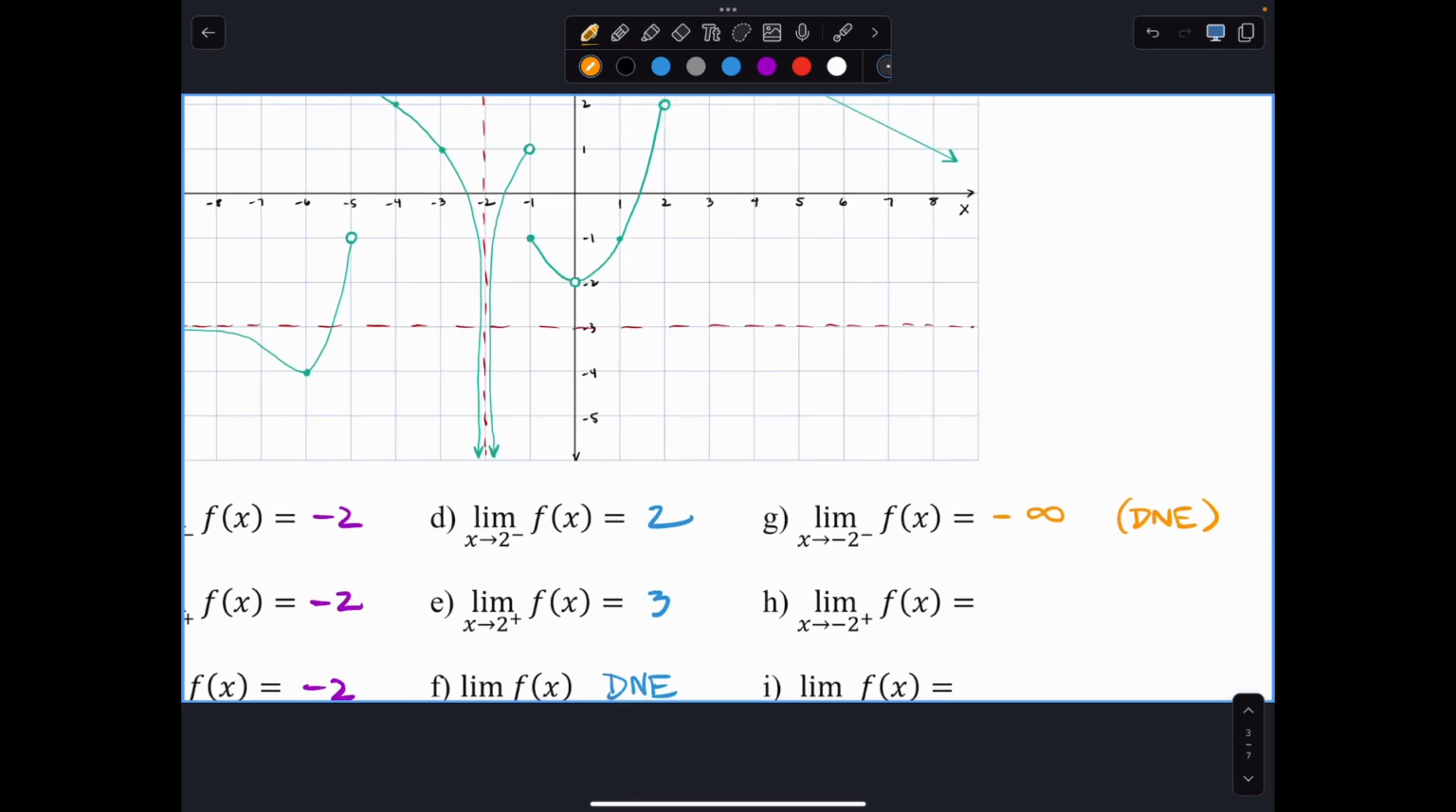Now, as x approaches negative 2 from the right-hand side, the function looks like it's trending towards negative infinity again. So still DNE.